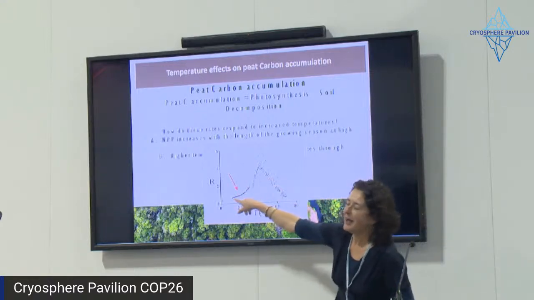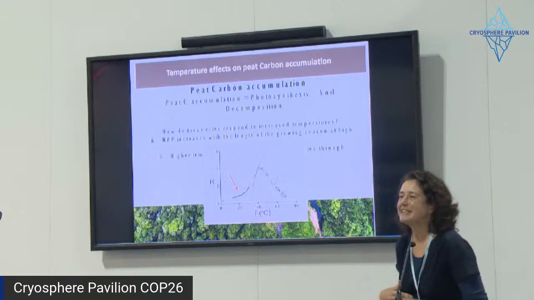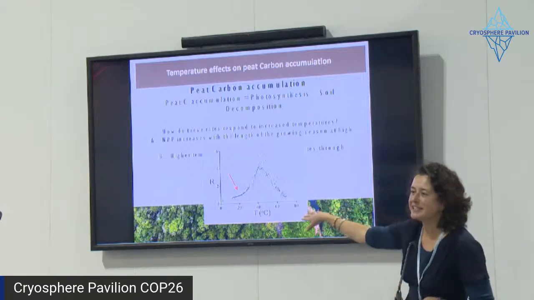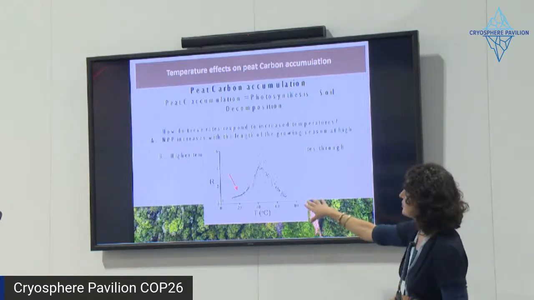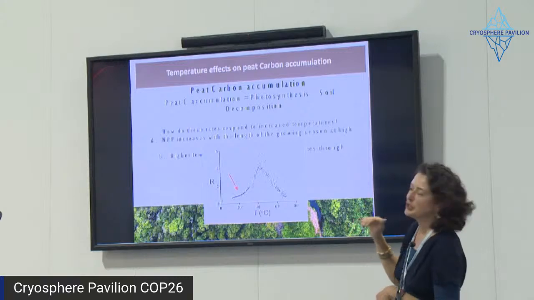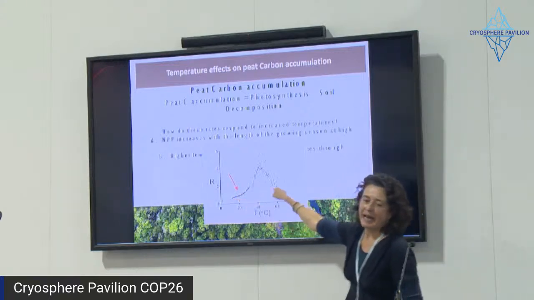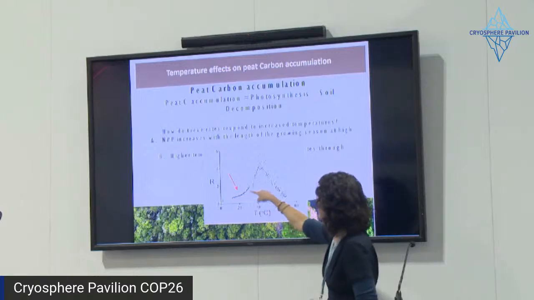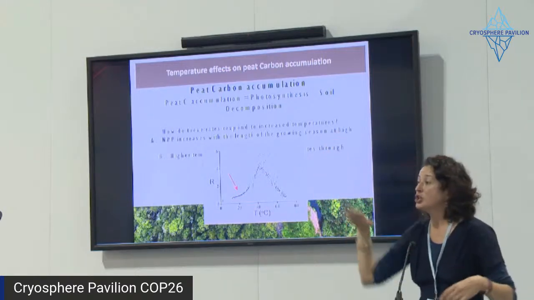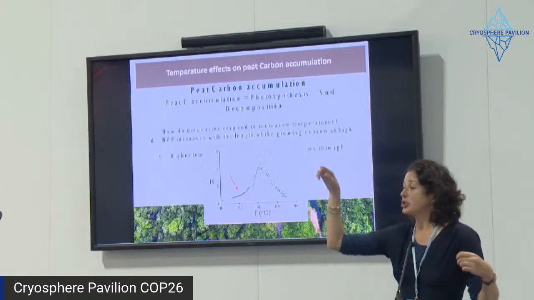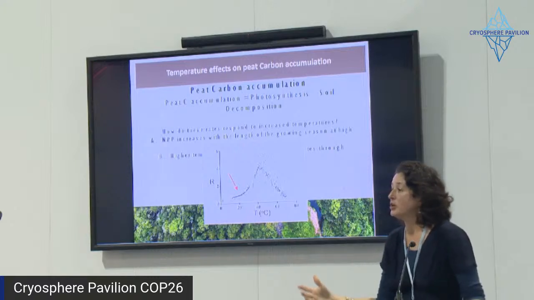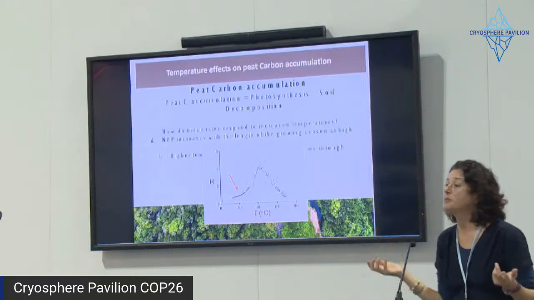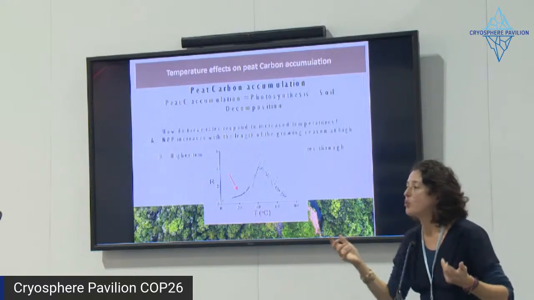This is an experiment I did during my PhD. This is the methanogens in the peatland in a piece of peat producing methane. And this is how it changes as you warm that piece of peat. So it changes, you can see, exponentially. So we expect an exponential relationship with that increase in temperature. So we expect a lot of the carbon to be released from that soil as you warm.